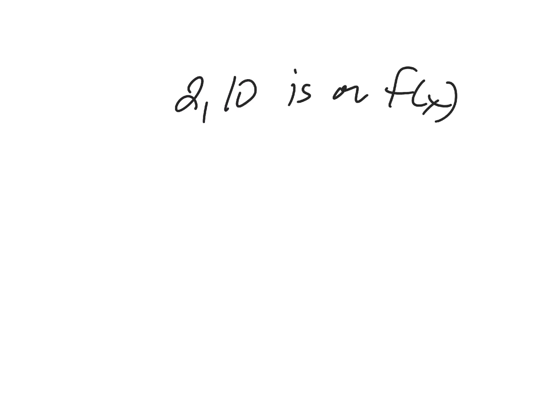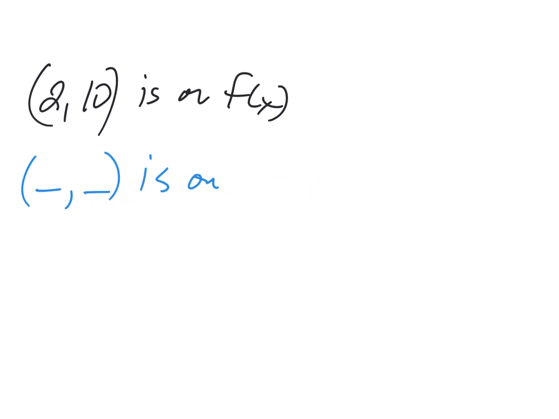Here's another topic. I give you a point 2 comma 10, and I tell you it is on f of x. 2 comma 10 is on f of x. Great. What do I do with that? Nothing yet. But what if I say blank comma blank is on the same function except it's been mutated a bit: 4 f of 2x minus 5 minus 10.